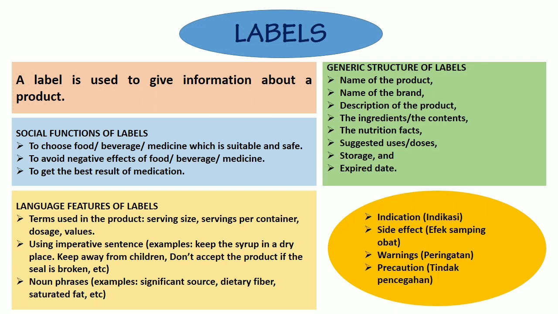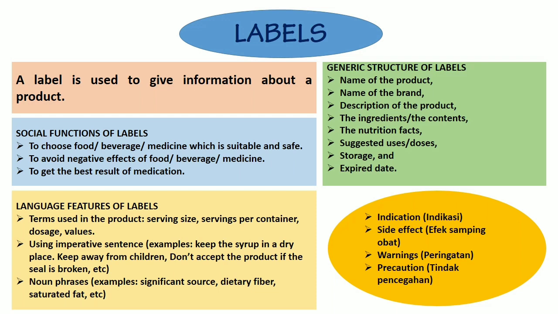The social functions of the labels are, first, to choose food, beverage, medicine, which is suitable and safe. Jadi fungsi label yang pertama adalah agar konsumen dapat memilih makanan, minuman, obat yang aman dan sesuai. Second function is to avoid negative effects of food, beverage, medicine, yaitu mencegah efek negatif suatu produk. And third, to get the best result of medication, yaitu untuk mendapatkan hasil terbaik dari suatu pengobatan. Jadi dapat disimpulkan bahwa fungsi suatu label adalah memberikan informasi tentang suatu produk secara jelas.